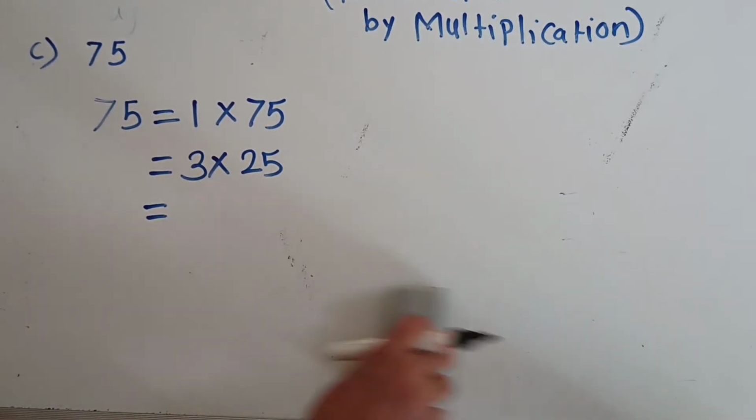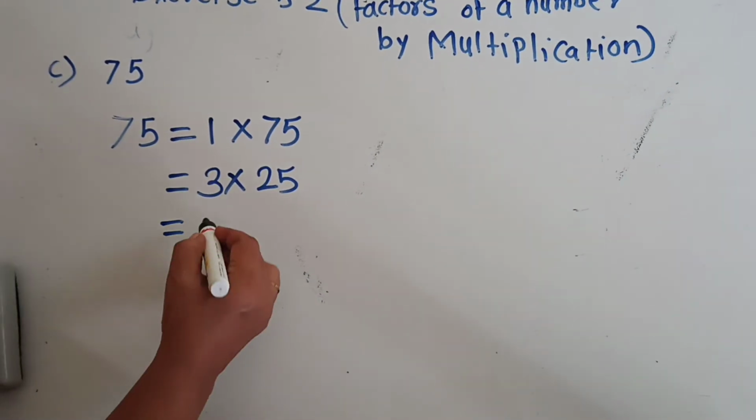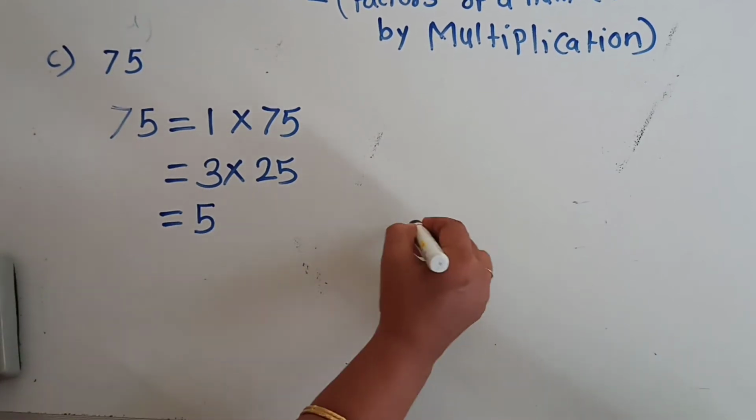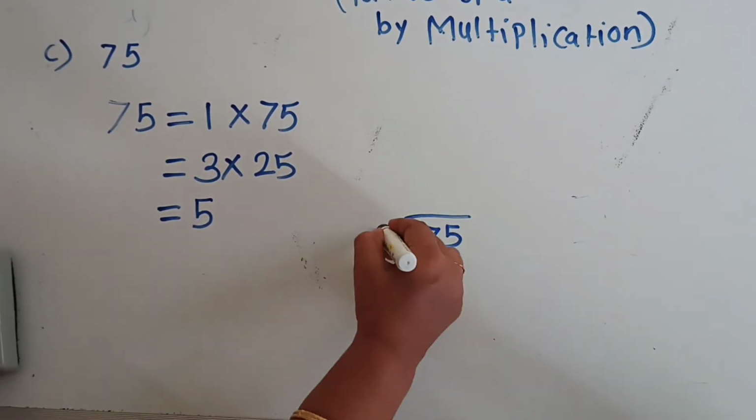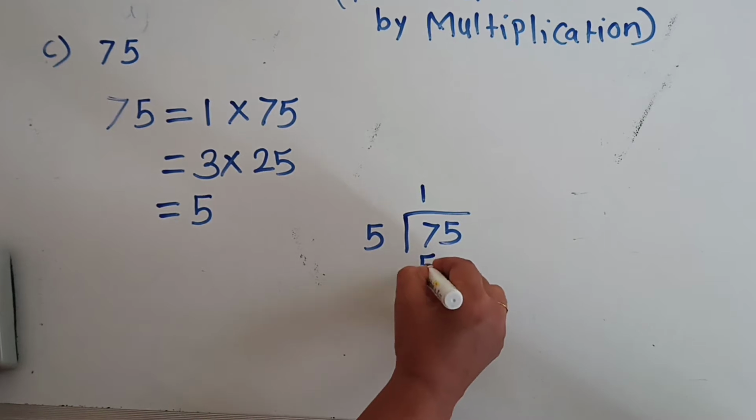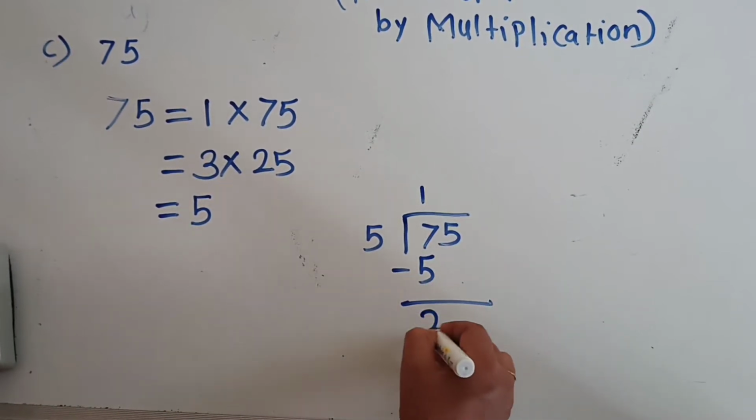Okay children, after 4, 5. Okay, see here 5, 75 is here, and 5. 5 ones are 5, 7 minus 5, 2.